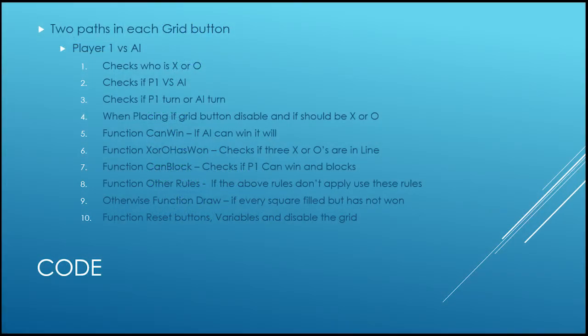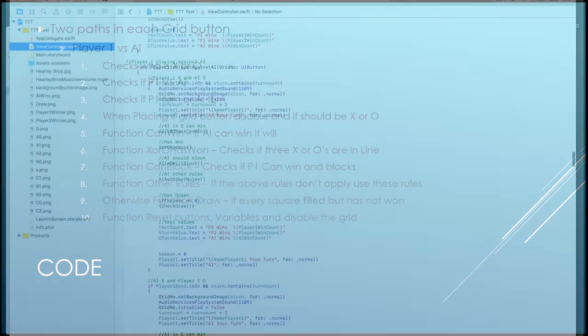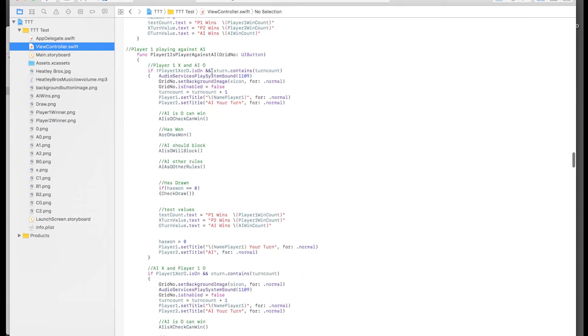This code is player 1 versus AI. It's a little bit more complicated. Firstly, it works the same as player 1 versus player 2. It checks who's X or O, and that player 1 versus AI is set. Then it goes through and starts creating some functions to do the special AI considerations.